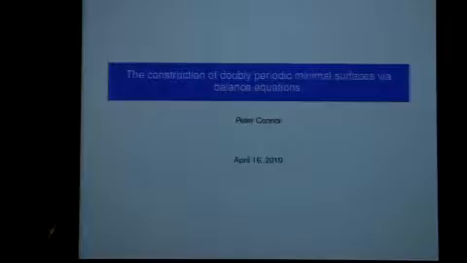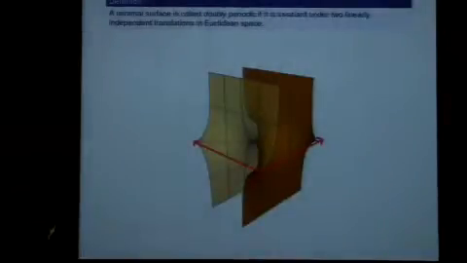So this, in a lot of ways, will be a continuation of Matthias's talk yesterday about the construction of minimal surfaces in general using balance equations, in the setting of doubly periodic minimal surfaces. So, definition: I'm working with minimal surfaces in R3, and a minimal surface is doubly periodic if it's invariant under two linearly independent translations.